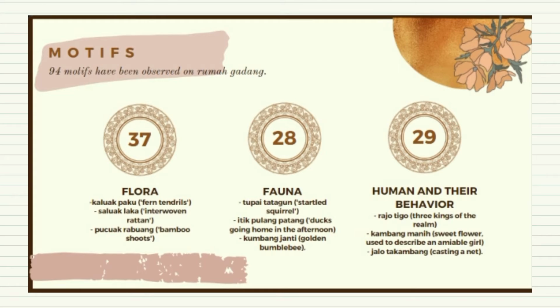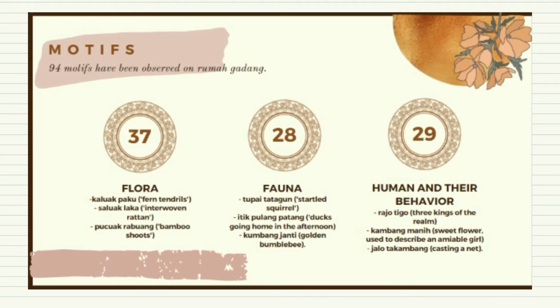The next category is the fauna, which consists of 28 types. The examples are Tupai Tatagun, Itik Pulang Petang, and Kumbang Janti, which is the golden bumblebee. The last category is the human and their behavior, which consists of 29 types, such as Raja Tigo, Kambang Manih, and lastly Jalo Takambang, which is the activity of casting a net.